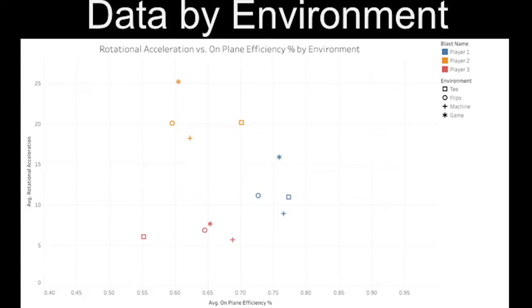Player 2 in the orange has crazy high plane and decent rotational acceleration, the star there at the top of the graph. And his machine, flips, and tee work are all pretty similar. But he's rising to the occasion. He's sequencing better. He's having better patterns in-game, facing live arms. That's a good sign. And then player 3 is a little bit all over the place, but he did also rise to the occasion in-game.